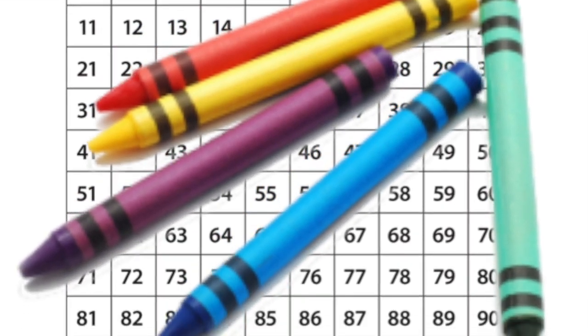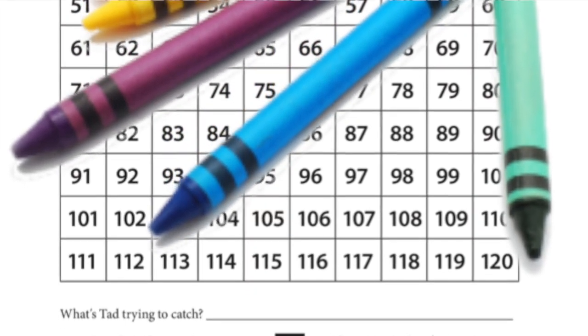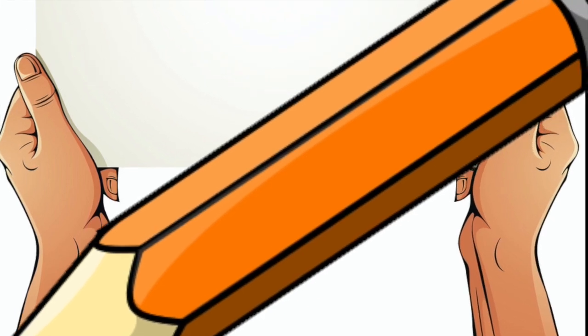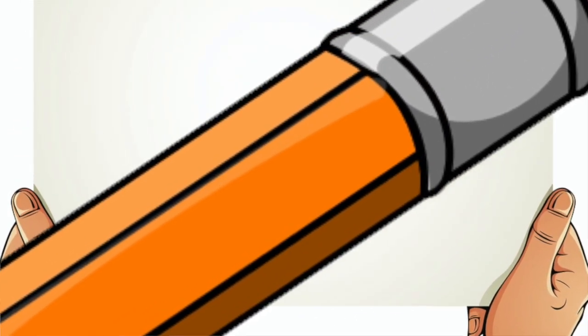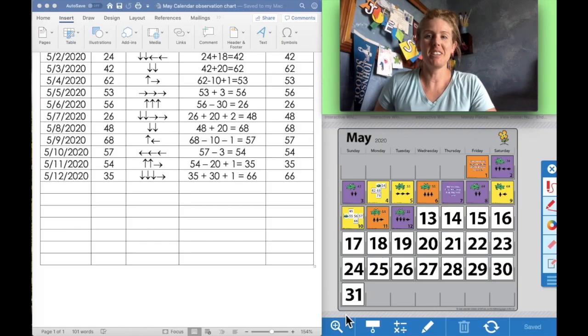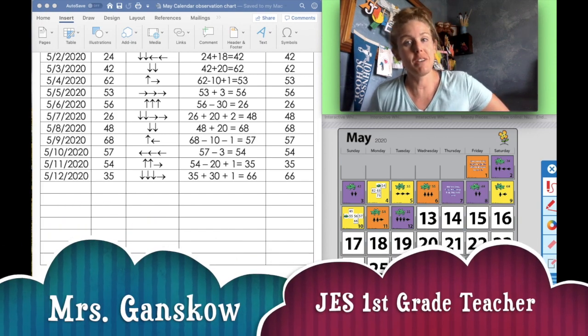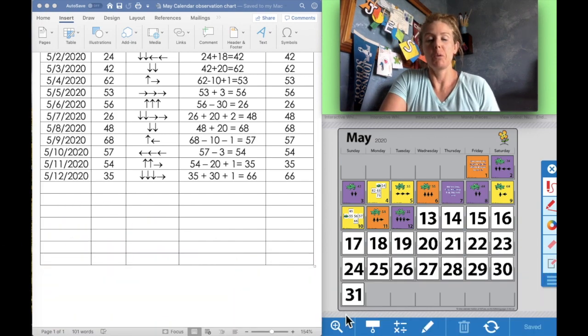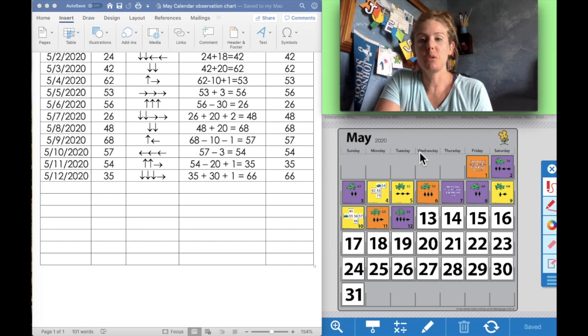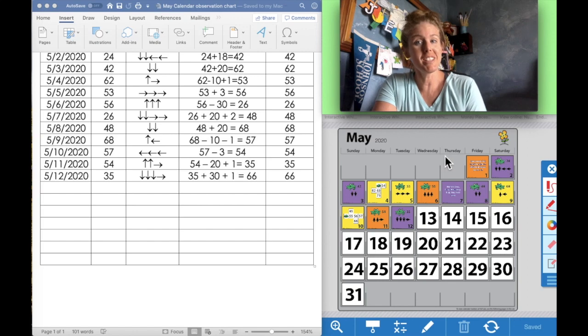Remember to have your 120 chart with colors and pencil and paper to follow along. First grade Johnson Thunderbirds, Miss Gansko here for another day of Number Corner. We are moving on to a Wednesday. Today is Wednesday, wonderful Wednesday.